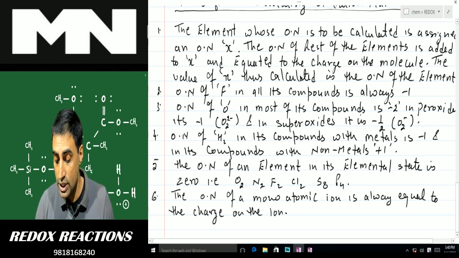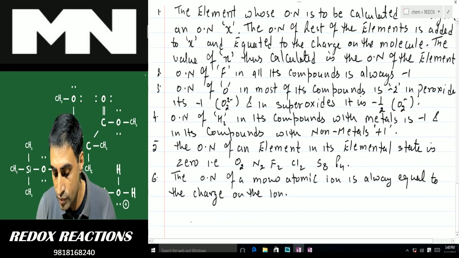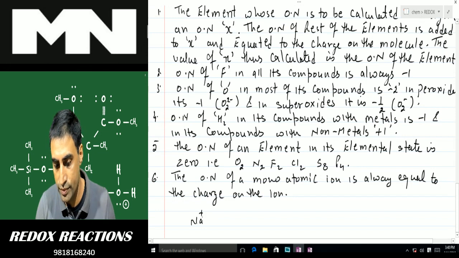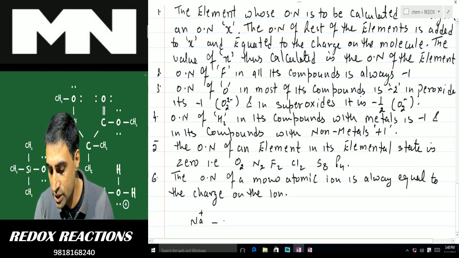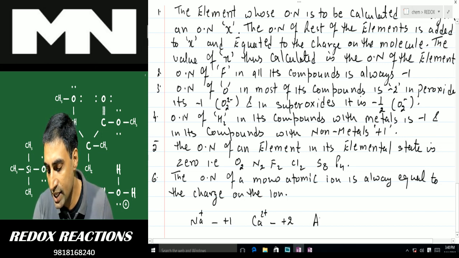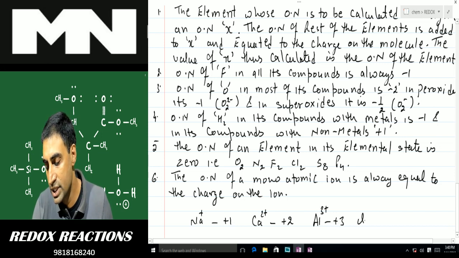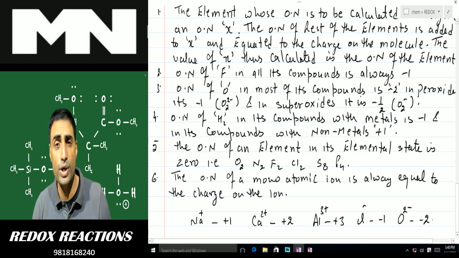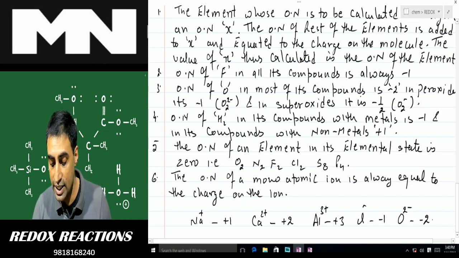The oxidation number is always equal to the charge of the ion. For example, I have Na+, so its oxidation number is +1. I have Ca2+, its oxidation number is +2. I have Al3+, its oxidation number is +3. Cl-, the oxidation number is -1. O2-, the oxidation number is -2. So in a monoatomic ion, the oxidation number is always equal to the charge on the ion.